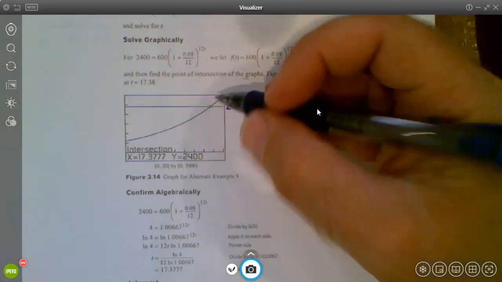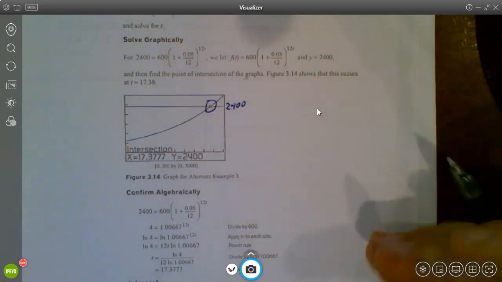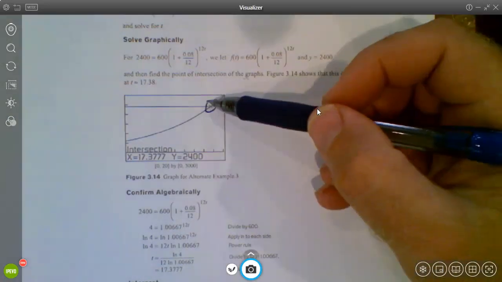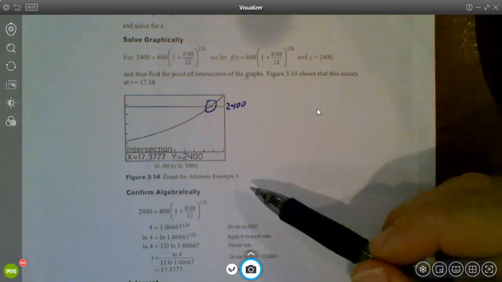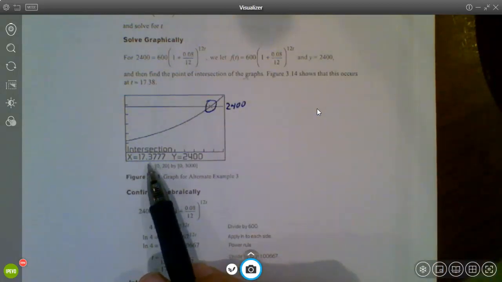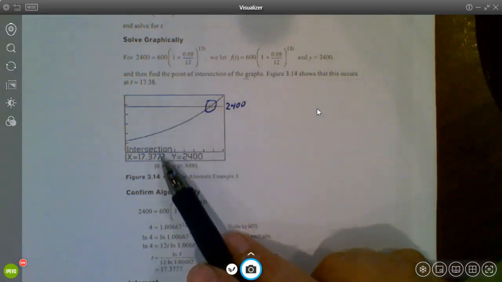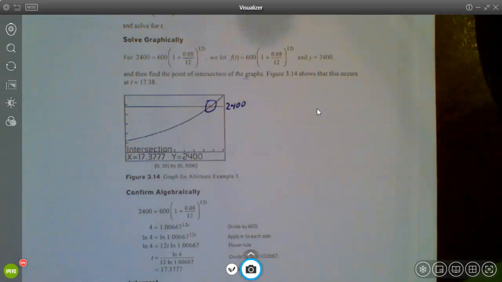And so what we're looking for is, when will they intersect each other? So we go into calc, we choose intersection. I'm looking for that point of intersection. This one is saying it would take about 17.4 years, because that's what t represented. About 17.4 years in order for my 600 bucks to turn into 2,400 bucks. So that's about what we're looking at.